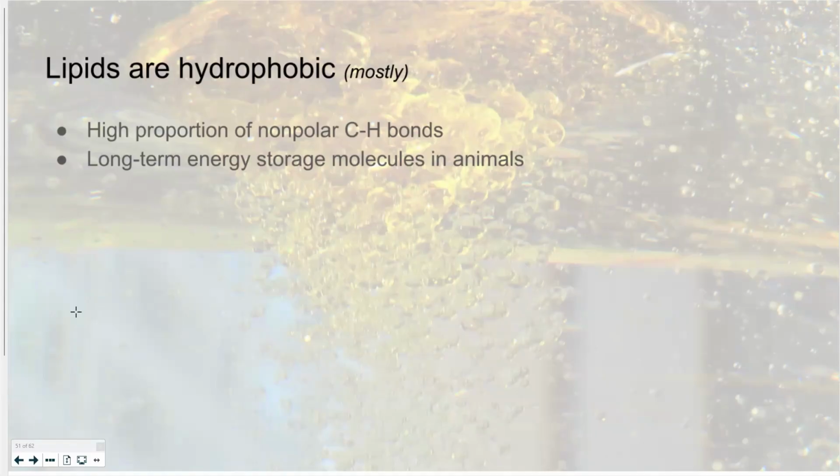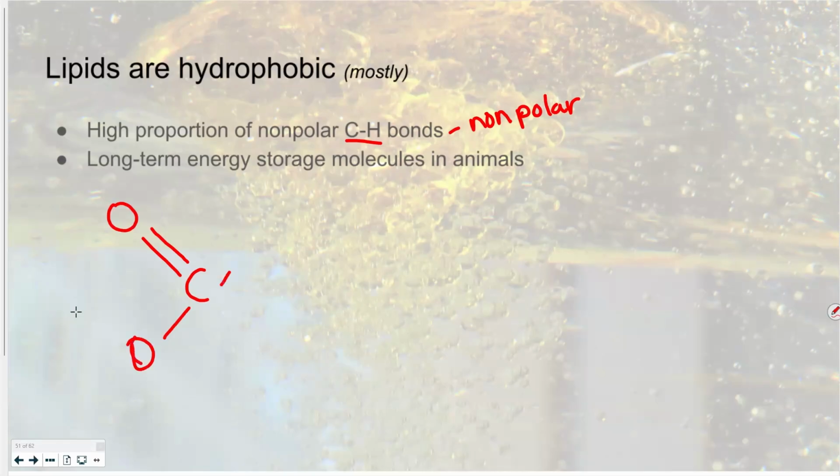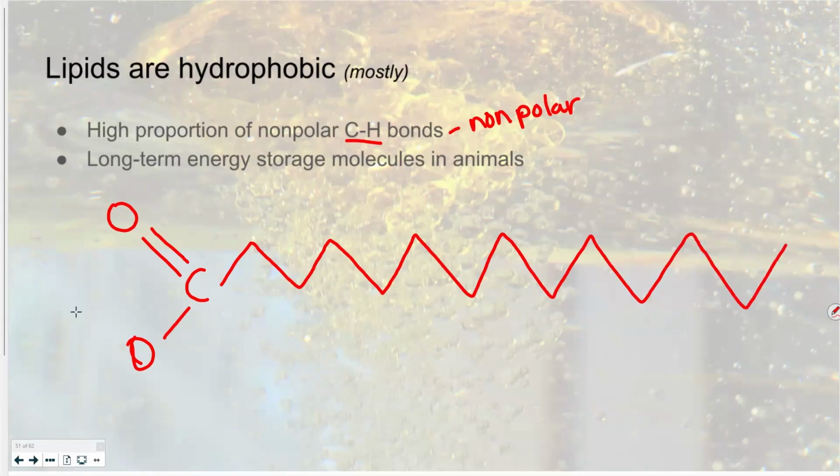Lipids are mostly hydrophobic. Okay, they are composed mostly of these CH bonds, which we know are nonpolar. Okay, so I'll just draw out the structure of a fatty acid real quick. And remember, anytime there's a bend, there's a carbon there. I'm not going to go through and draw all the C's. Yeah, maybe I will. Why not?